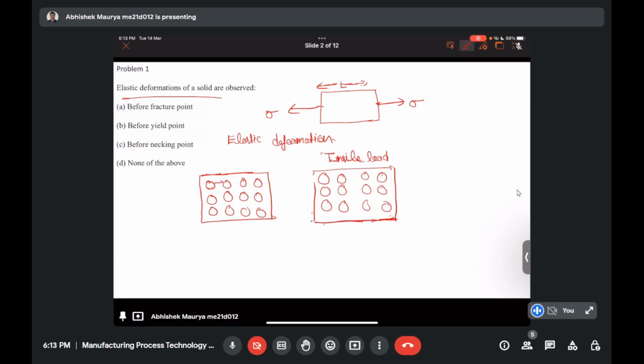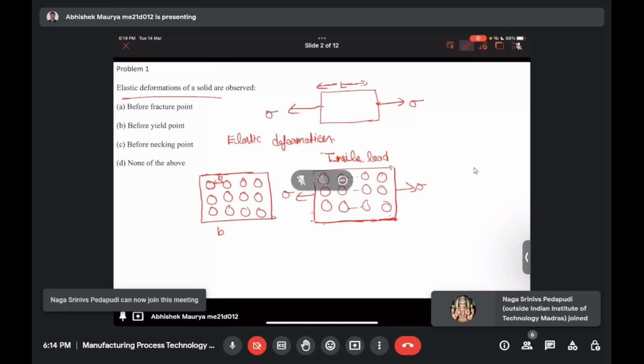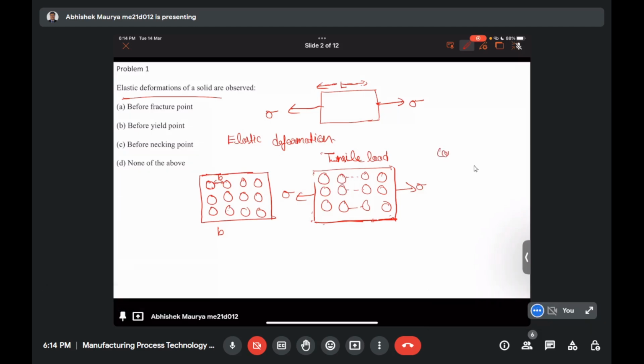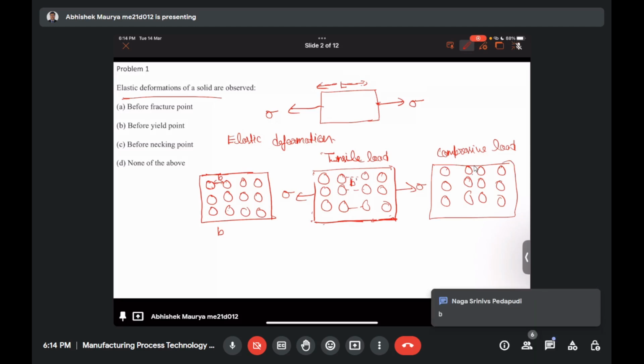Suppose initially there was a gap of B between the atoms, but now when we apply some tensile load, let's say sigma, there will be a gap which is more than B between the atoms. What will happen when we apply some compressive load? Now the gap is not the same as the earlier one, B. When we applied tensile load, the gap has increased between the atoms.